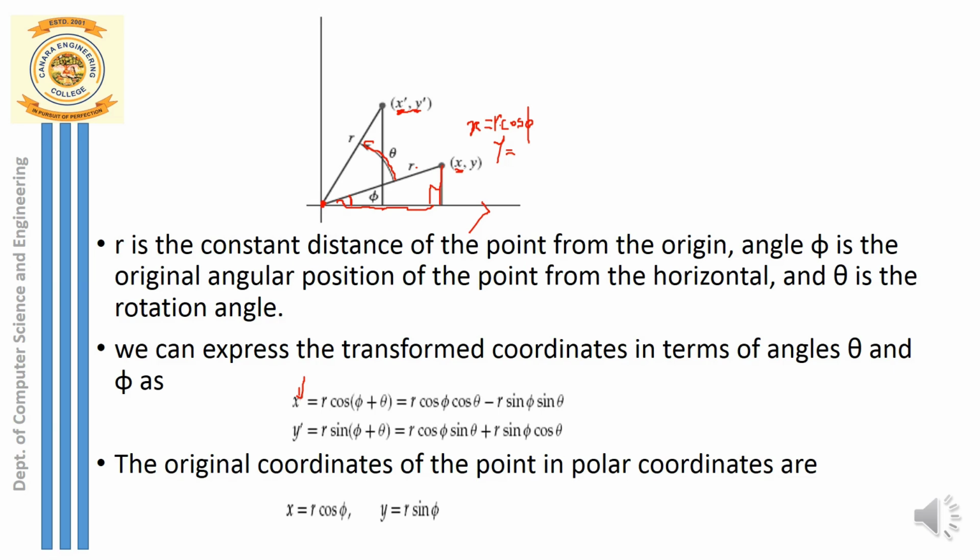Similarly, can I write the y coordinate? The y coordinate can also be written as r into the opposite side. So what is the opposite side? y always changes vertically, remember. That is why the opposite side is taken. So how is the opposite side computed?